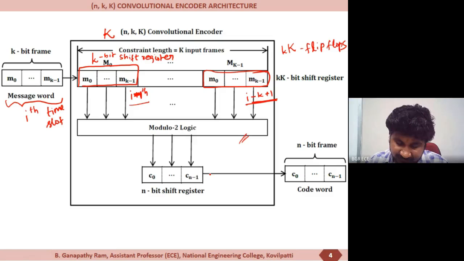And this n-bit shift register is used to store the n-bit code word, and it is serially shifted out from this encoder. In this manner, the convolutional encoder is constructed in a compact way to avoid block by block processing, and it replaces block by block processing with serial processing. That's why a large number of memory elements is required in this convolutional encoder architecture.